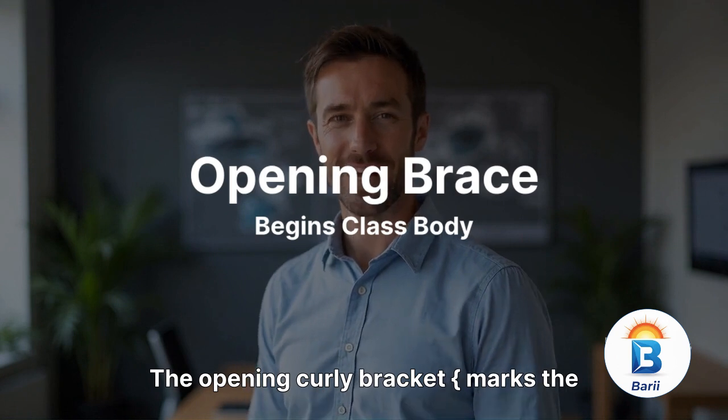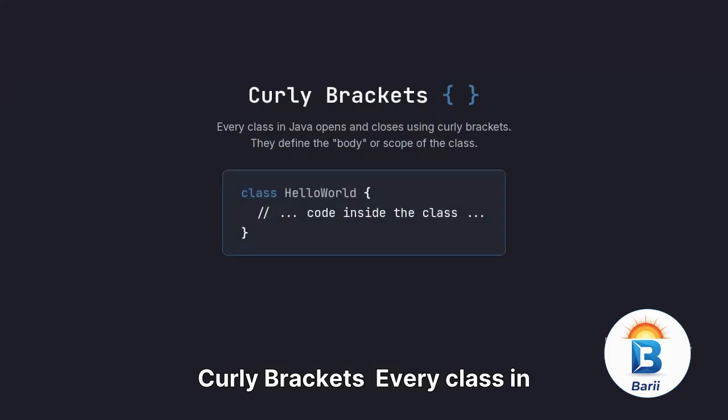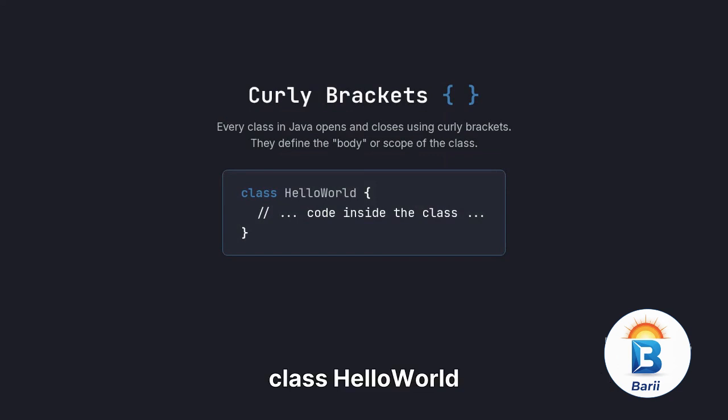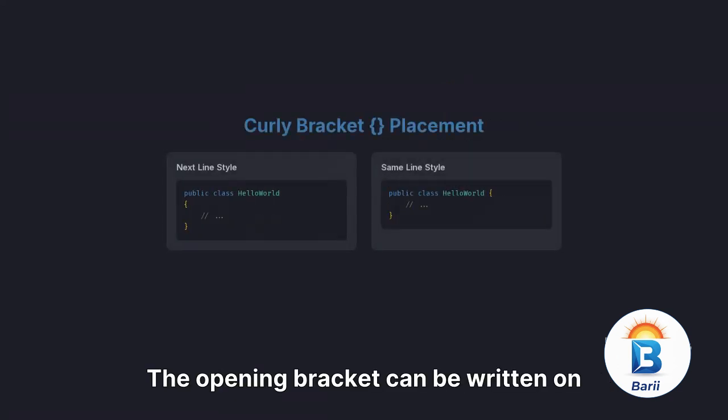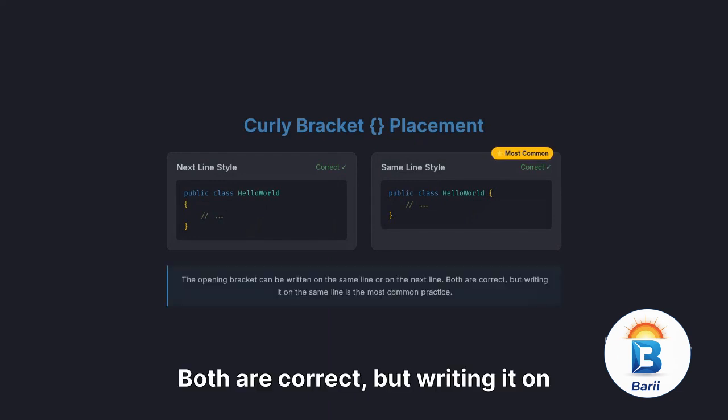The opening curly bracket marks the beginning of the class body. Every class in Java opens and closes using curly brackets. The opening bracket can be written on the same line or on the next line. Both are correct, but writing it on the same line is the most common practice.